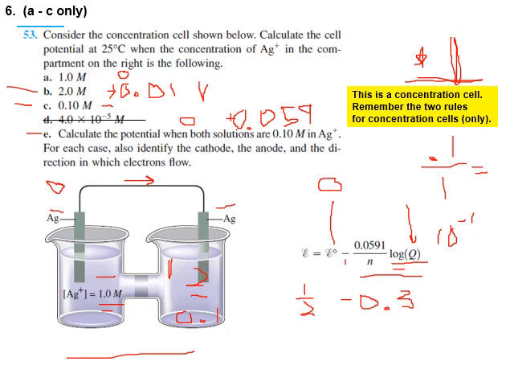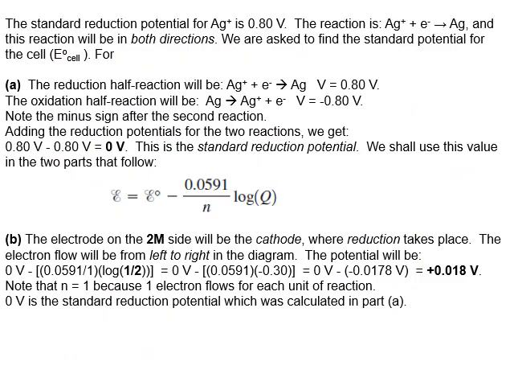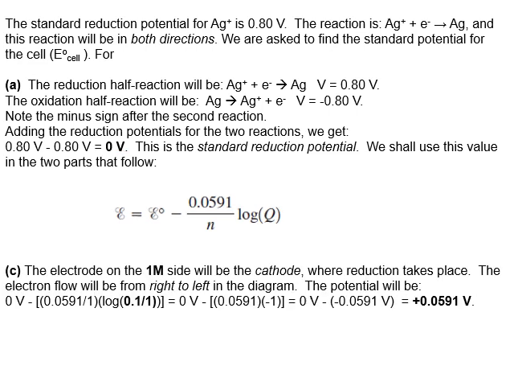Okay, let's go to the next slide. So for part A, we're going to end up just with 0, as we said, because we don't have any difference in concentrations, and we also don't have any difference between the two metals. For part B, we wind up with plus 0.018 actually. So that's about what we said. And then for part C, next slide, we end up with plus 0.0591.